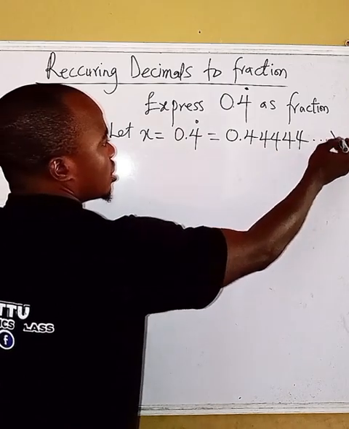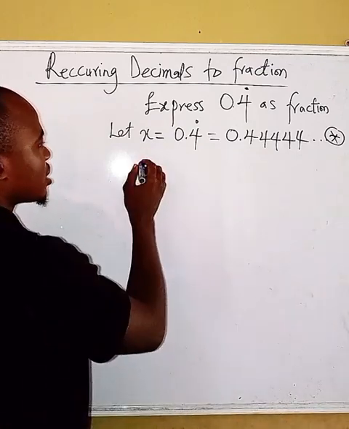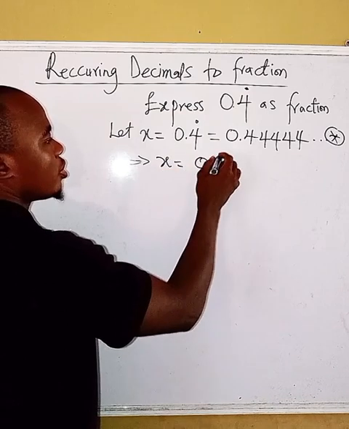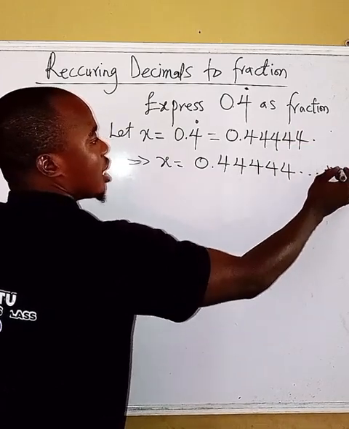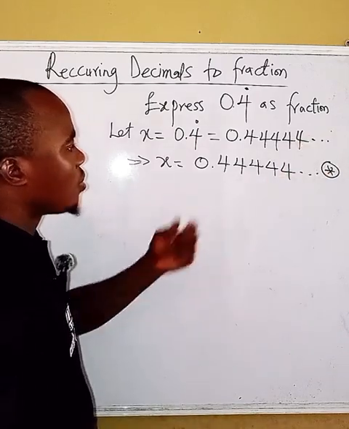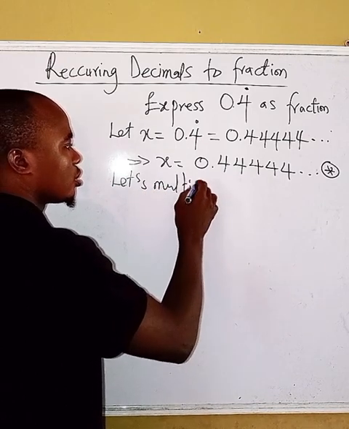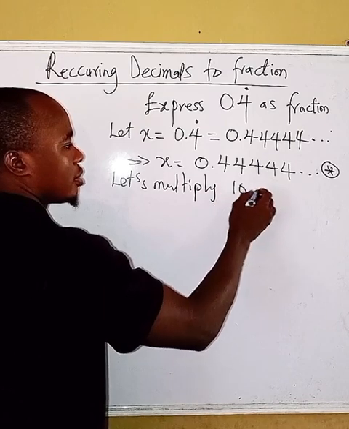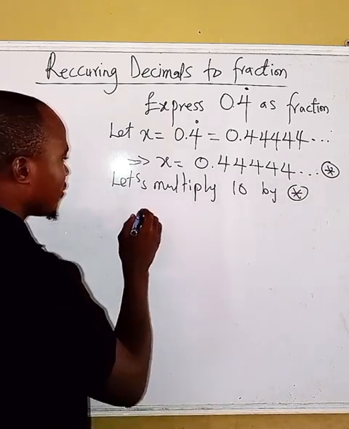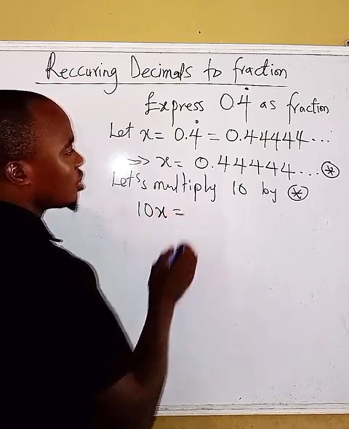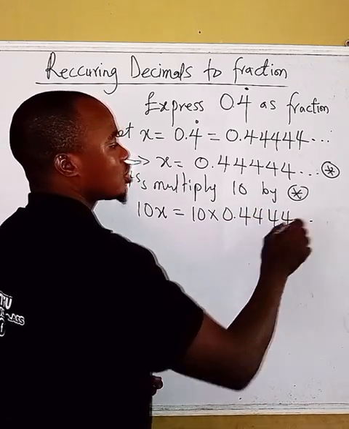Now let us call this equation star. This implies that x equals 0.444444, and so on. So let me call this one star. Now after this, let's multiply star by 10. If you multiply star by 10, we're going to have 10x equals 10 multiplied by 0.4444, and this also keeps going.